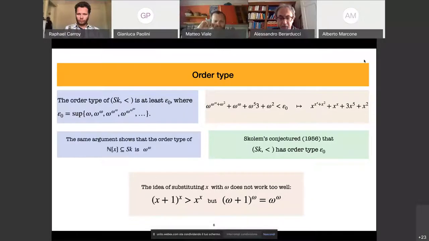So it works well on a fragment of the Skolem functions, the fragment corresponding to the Cantor normal form of the ordinals, but doesn't work well in general. But in any case, it's at least epsilon zero, and one could conjecture that it is epsilon zero, and indeed, it's a natural conjecture.